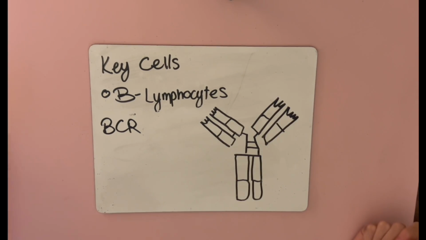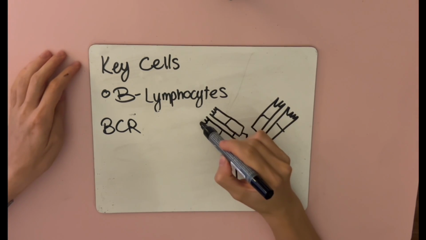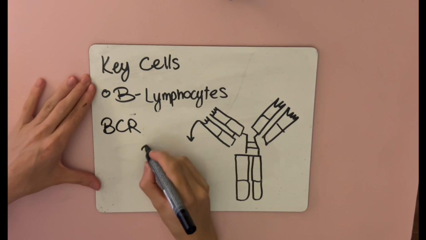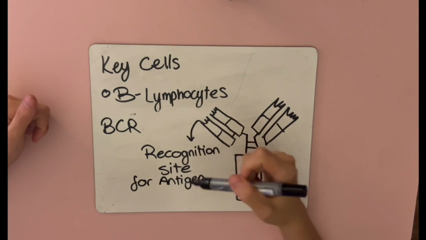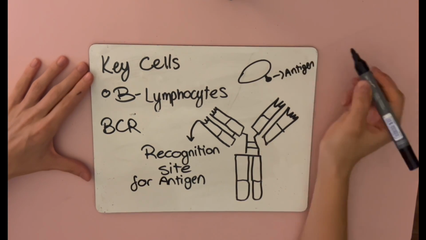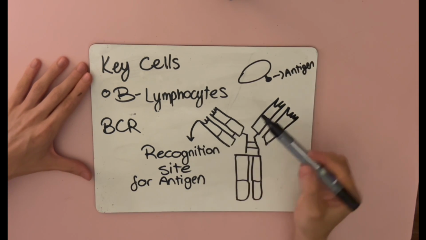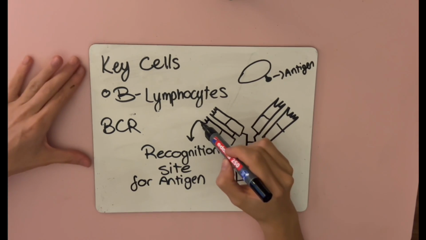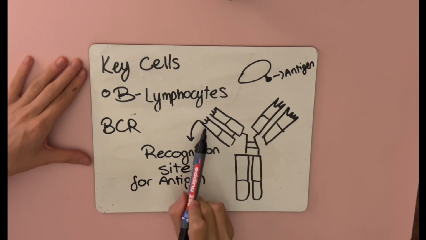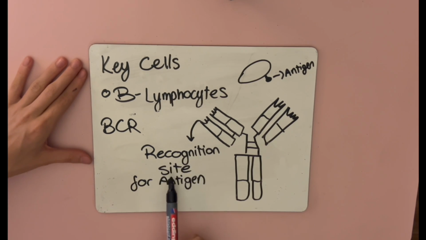I would like to talk about the structure of the B cell receptor. This section here recognizes the antigen. So an antigen is part of a microbe. This one is the antigen. And the B cell receptor can bind to it, right? To recognize it. And this exact part is binding to it. That's why it's called the recognition site for an antigen.